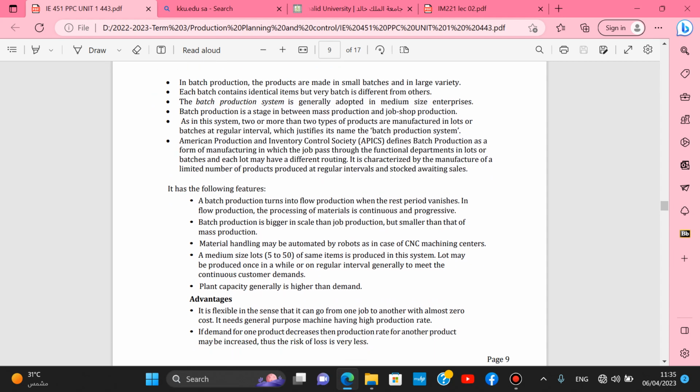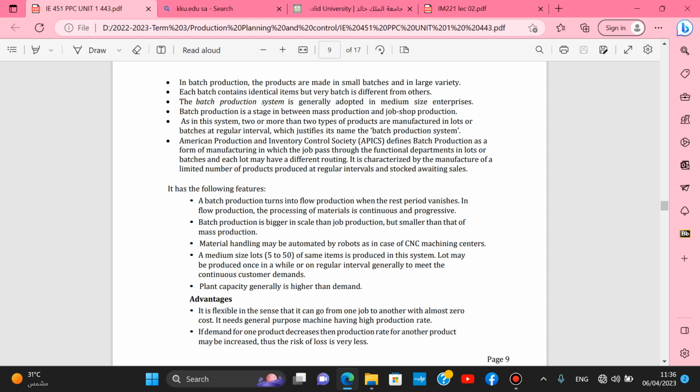Batch production turns into flow production when the rest period vanishes. It is considered flow production. In flow production, the processing of materials is continuous and progressive. Batch production is bigger in scale than job production but smaller than that of mass production. Material handling, meaning the management of material, may be automated by robots as in the case of CNC machining centers. So here we can use automation, not like in the job.